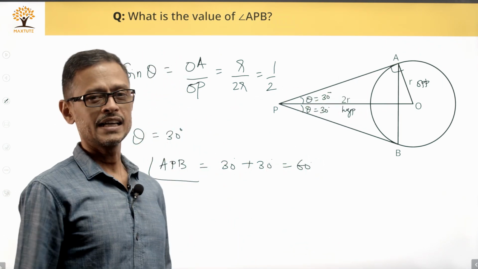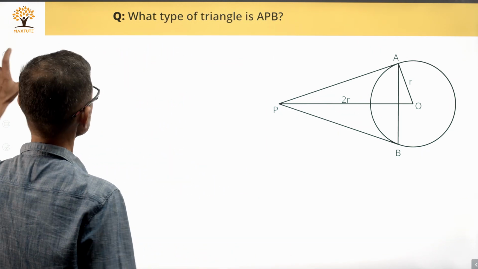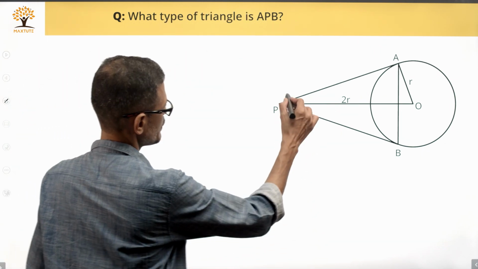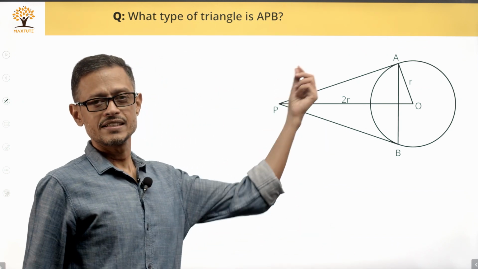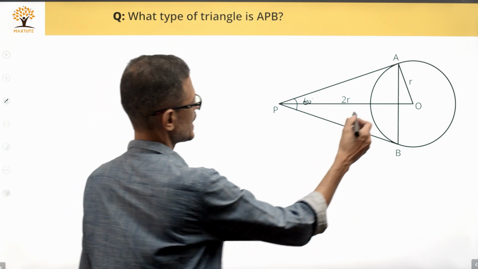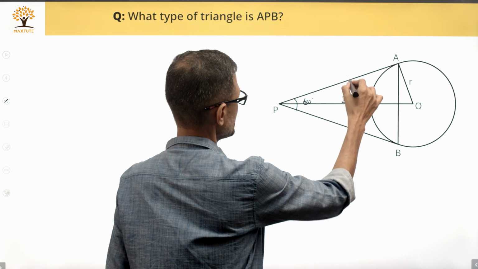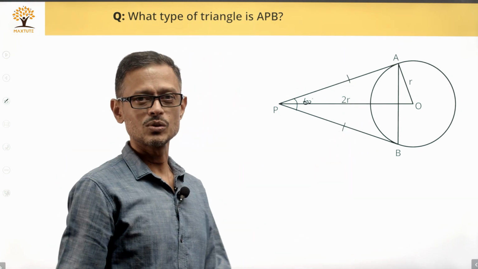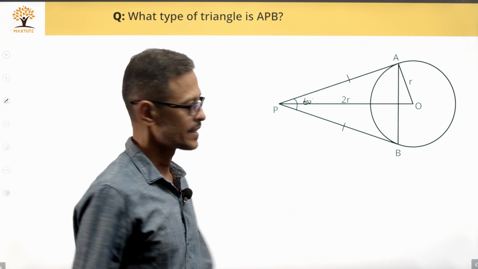So, we have found out angle APB, that is part 1, that is done. Part 2, we will have to find out what kind of a triangle is APB. We found this angle to be equal to 60 degrees. Now, we established these two triangles, triangle OAP and triangle OBP, to be congruent triangles, which means PA is equal to PB. We otherwise also know that from an external point we'll be able to draw two tangents. Both these tangents are equal in length.